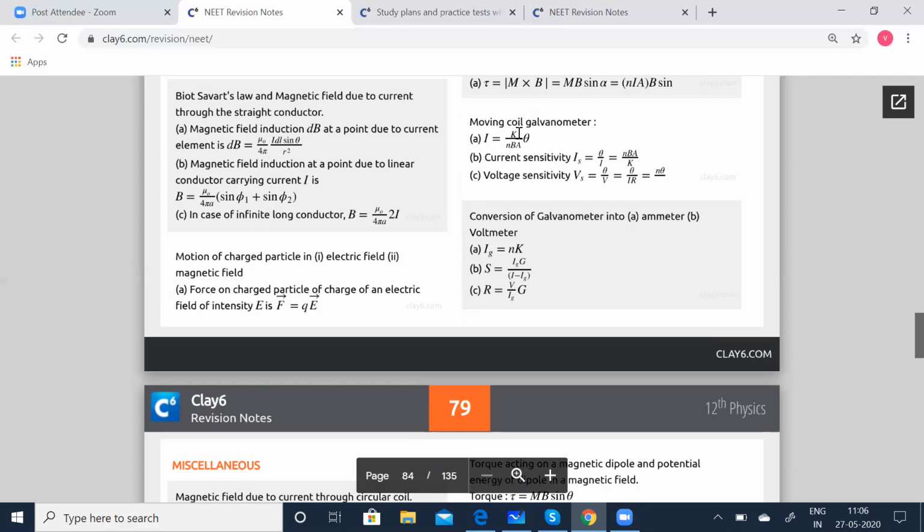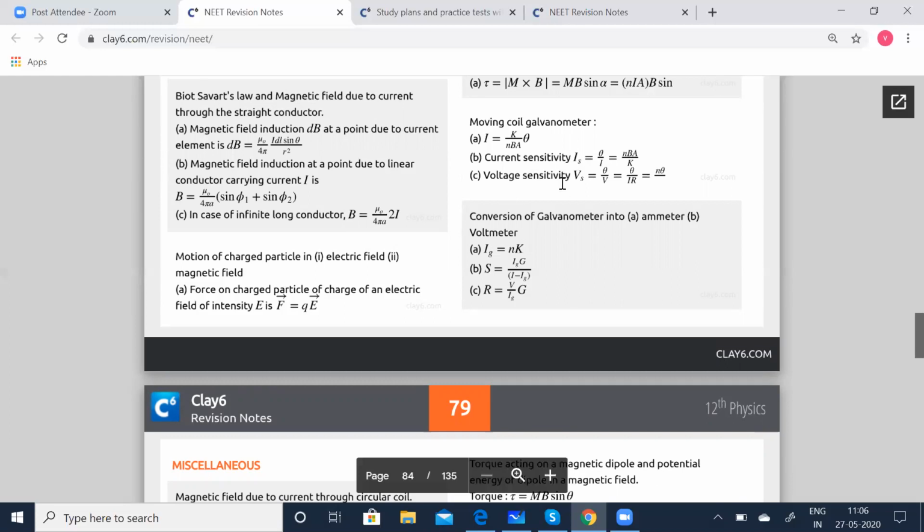So I is equal to K by NBA theta. You might be asked to calculate the current sensitivity or voltage sensitivity. So read the sum properly and analyze what is being asked, whether it is current sensitivity IS or voltage sensitivity VS. If it is current sensitivity, IS is equal to theta by I, which is equal to NBA by K.